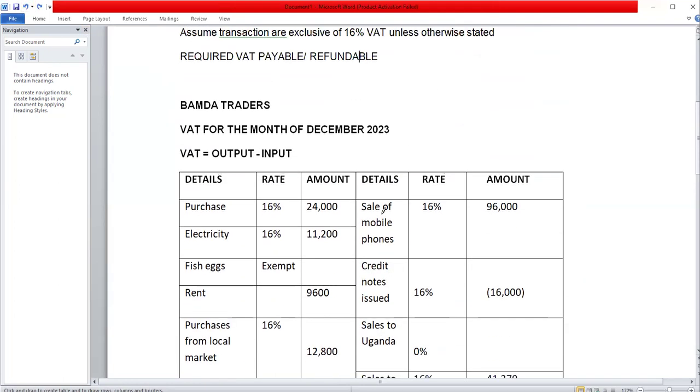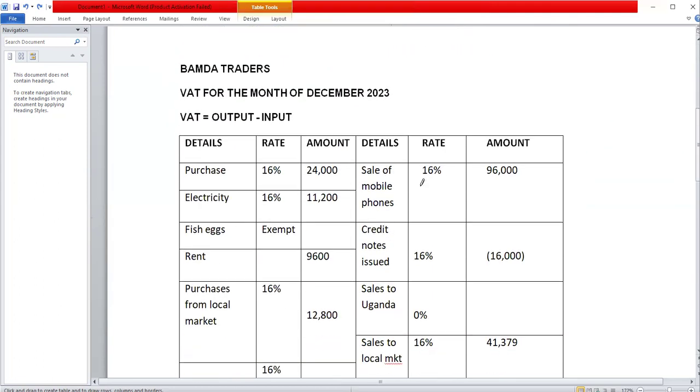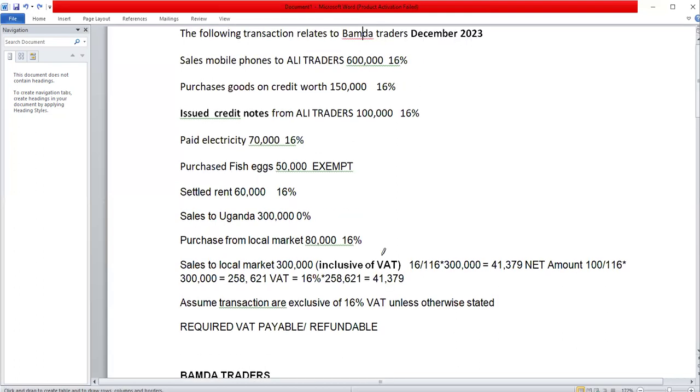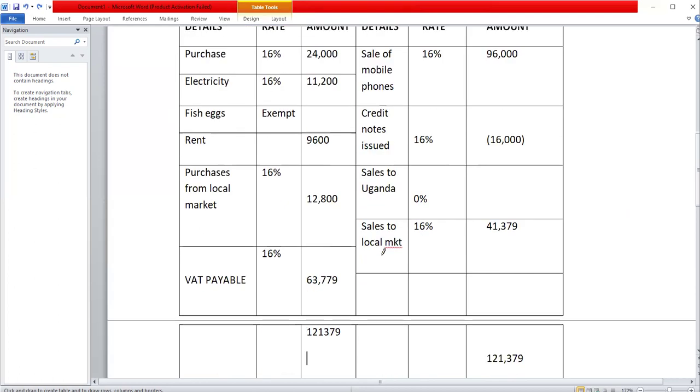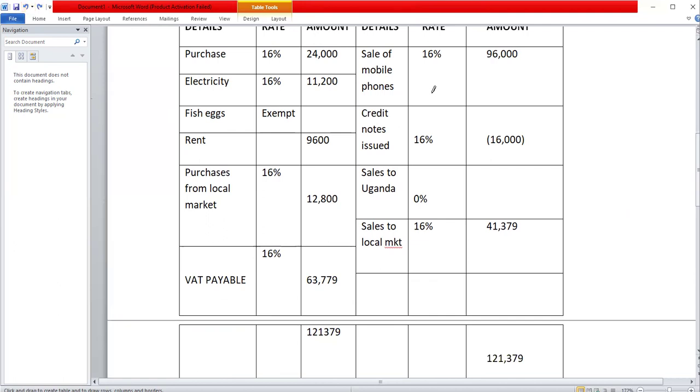So if we begin with the mobile phone, the amount was 600,000. If you take 600,000 times 16%, you will get 96,000. And then there was a credit note issued on the sales that we sold to early traders. The amount was 100,000, so 16% of 100,000 is 16,000. You need to subtract that, because remember we said credit note issued. This is goods that have been returned, and you are decreasing the amount on the tax invoice. Remember our tax invoice was 300, but we want to reduce it.